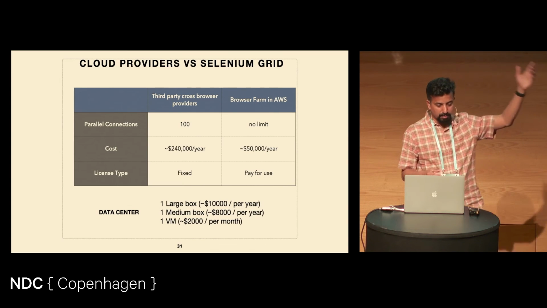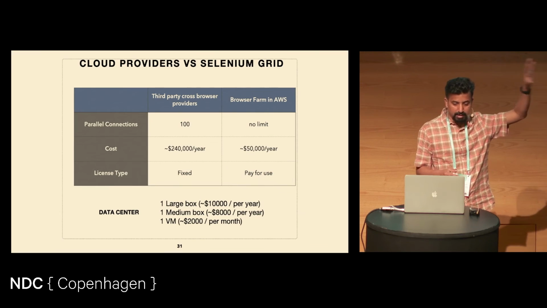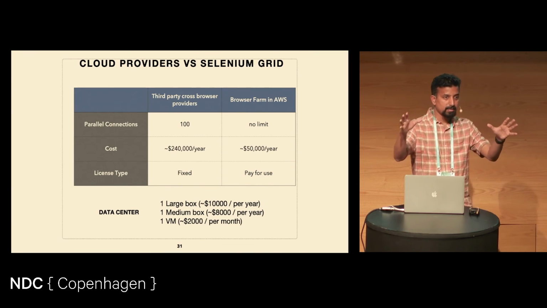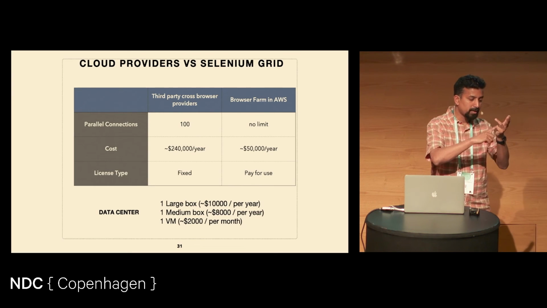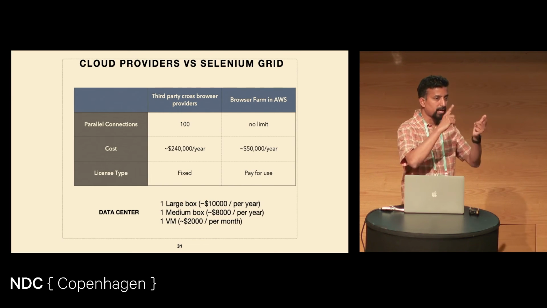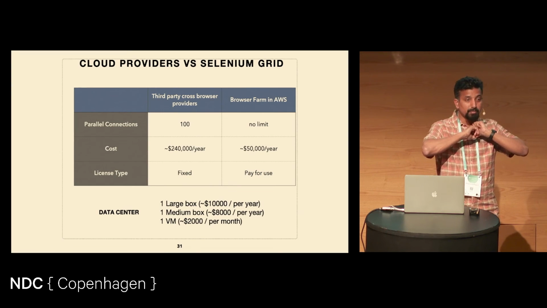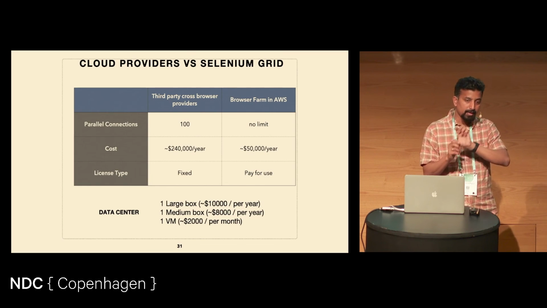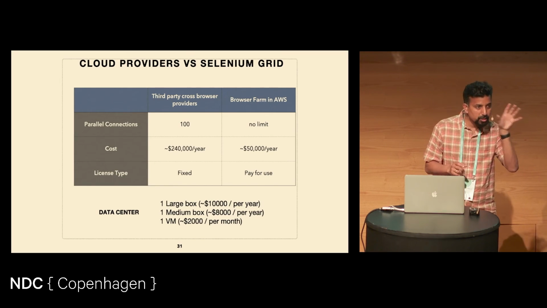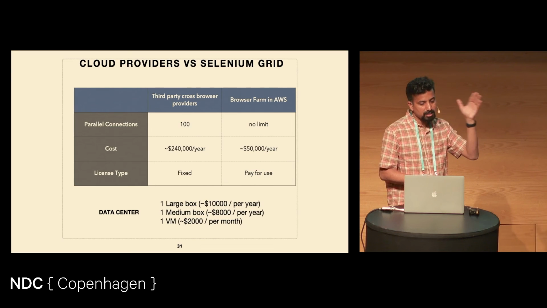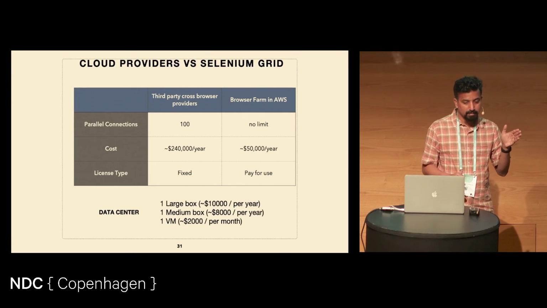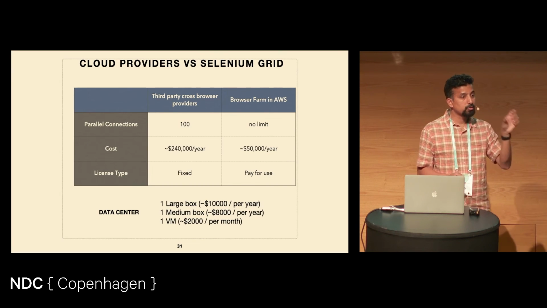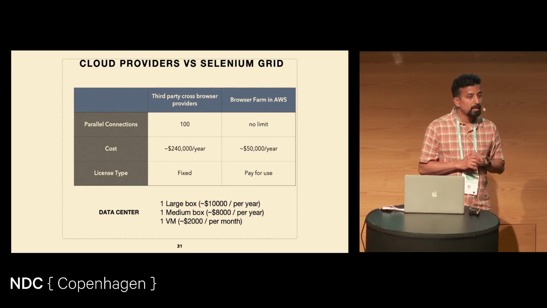And this is what I was referring to in the previous slide in the beginning. Data center is costly. If you calculate a data center and say how much money you're paying for rent, for air conditioning, for electricity, for employing people, for building rent and everything, and you divide and allocate that cost to each machine running in the data center, one large box will cost $10,000 per year. One medium box will cost $8,000 per year. One VM will cost $2,000, right?